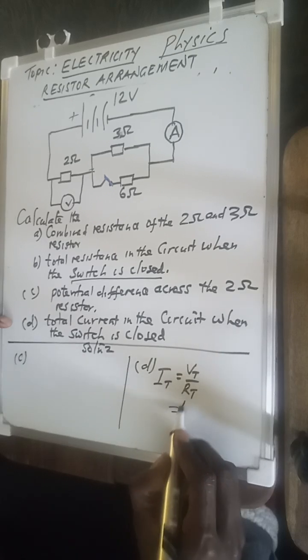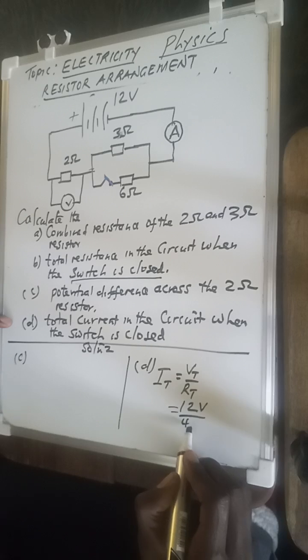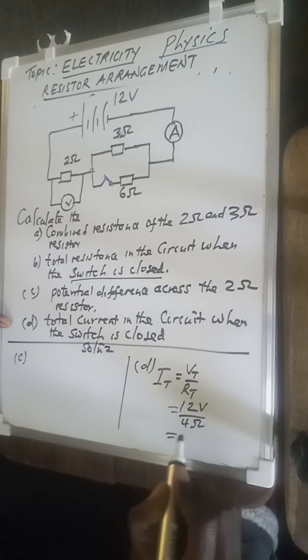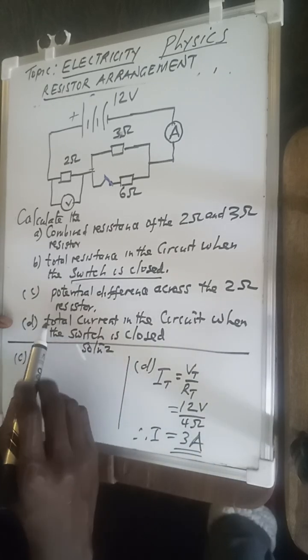So the voltage total is 12 volts and the total resistance in the circuit is simply 4 ohms. So when you divide that, the total current there is simply 3 amps. So that's the final answer, the D part.